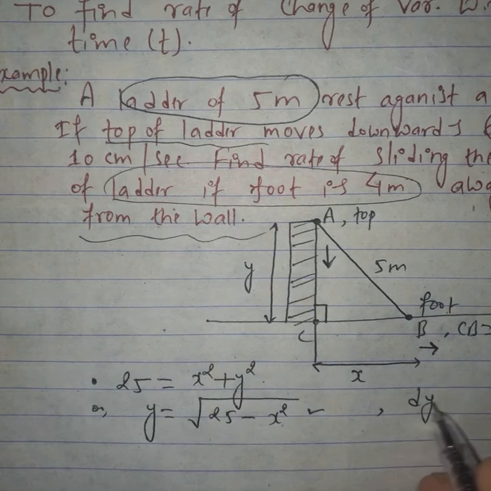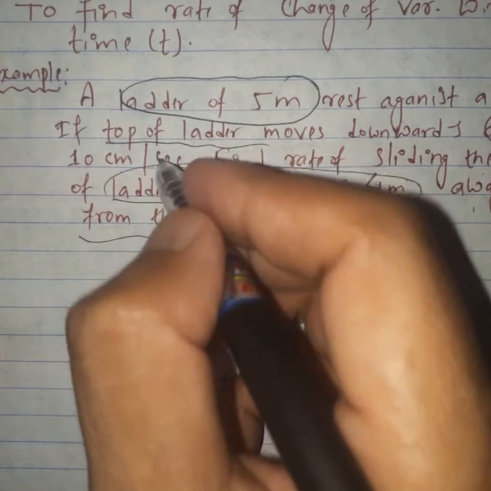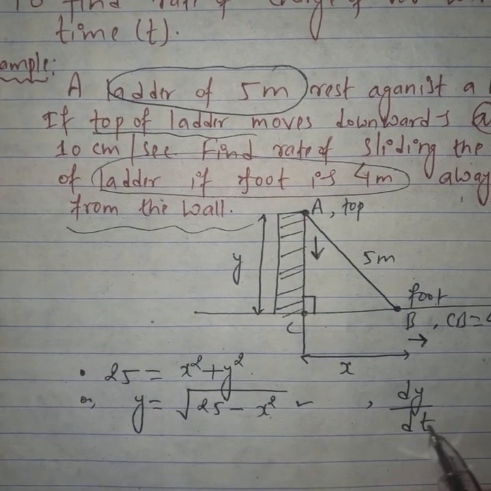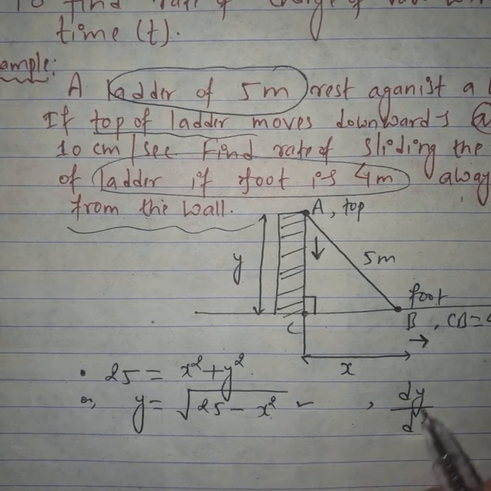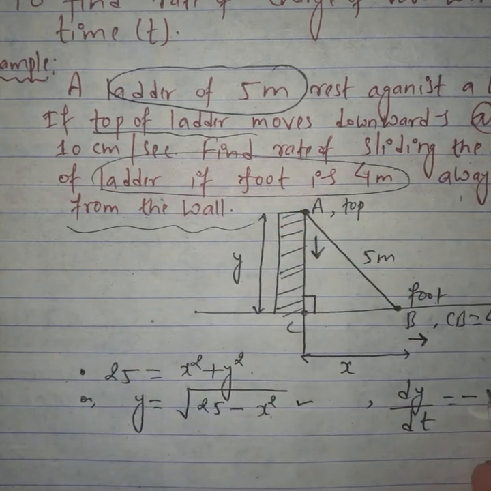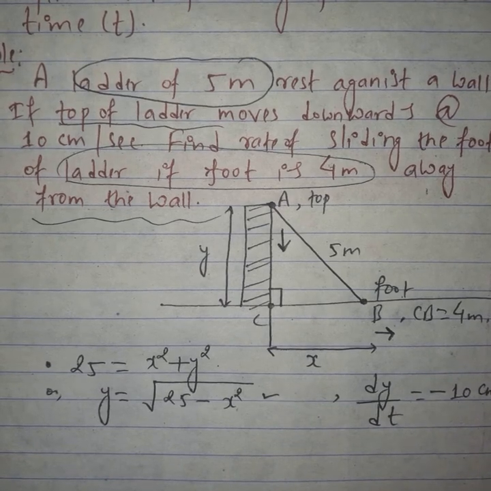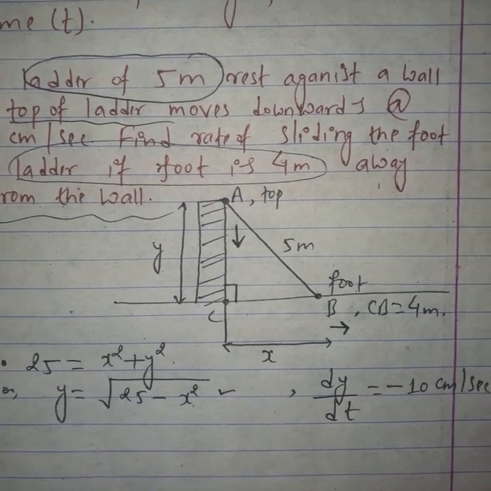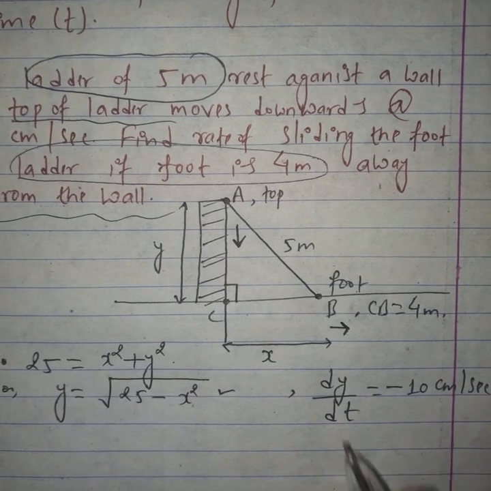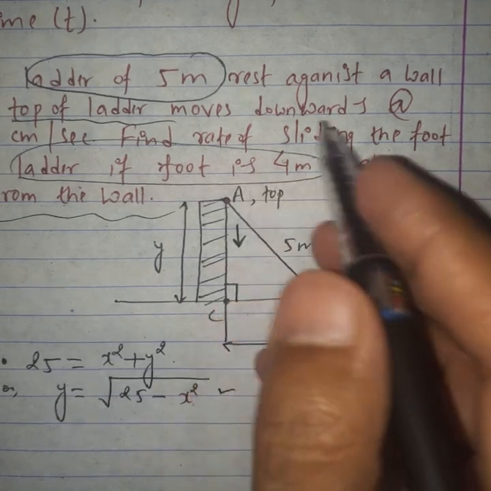So dy, the rate with respect to time, is given here. We have to take dy over dt, where t represents the time. It is given as a downward movement, so negative 10 centimeters per second. The negative sign is taken because the movement is downward and decreasing. This is one thing given.